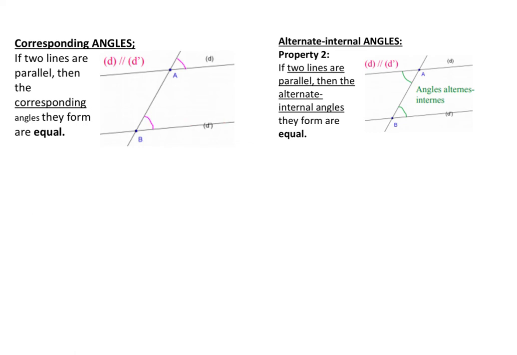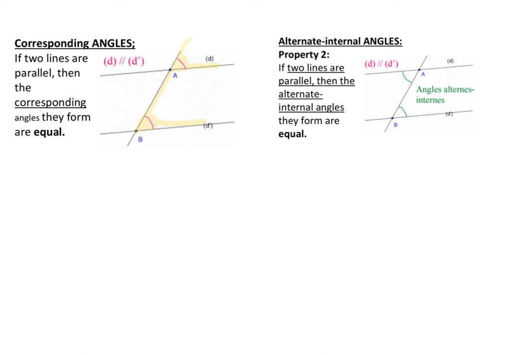One way of spotting them is to look for an F shape. I draw a little F shape on here. It's upside down, but the angles inside the F are the ones that are highlighted in pink, and those angles will be identical.